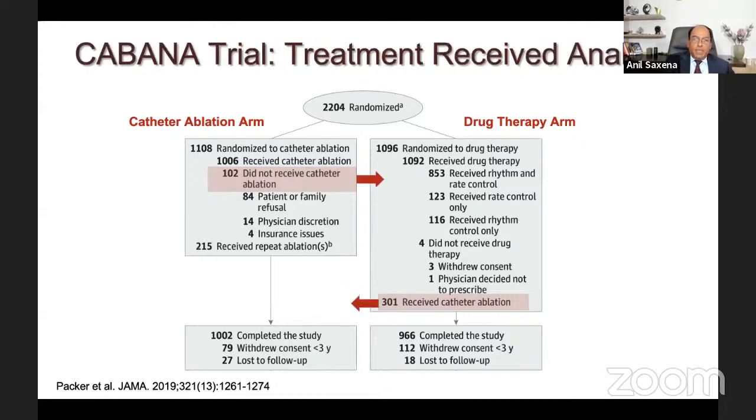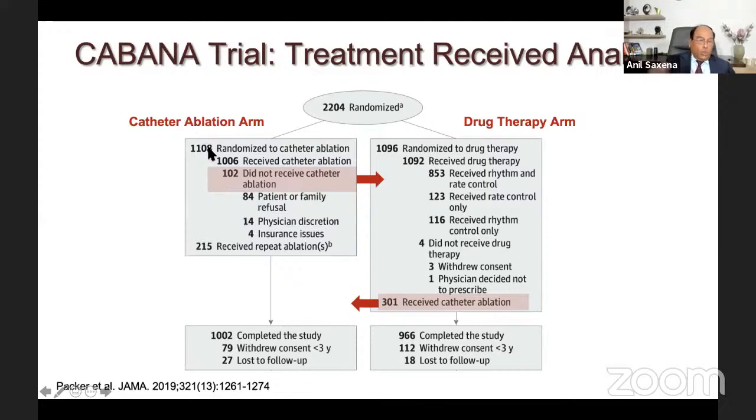Now they also tried to do the as per treatment analysis, because they said catheter ablation will help only if it is performed. If it is not performed, how can it help? So in the drug therapy arm, about 300 received catheter ablation. They were switched to the catheter ablation arm. And the patients who did not receive catheter ablation while originally assigned to the catheter ablation arm were included in the drug therapy arm, because they said these are drug therapy patients and those 300 patients are actually catheter ablation patients. So let us include them with the catheter ablation arm.